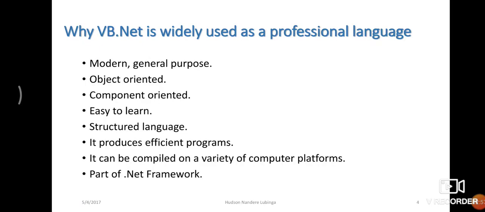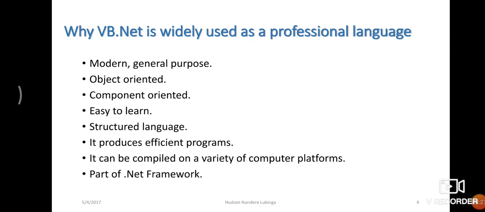Why is VB widely used as a professional language? What are the features? Why is Visual Basic .NET so in demand in organizations? Because it is modern and general purpose. It is object oriented, which is the main reason behind the usability of VB.NET, and it is component oriented. Component oriented means it is limited to your data types and methods, and it is very easy to learn. It is a structured language.